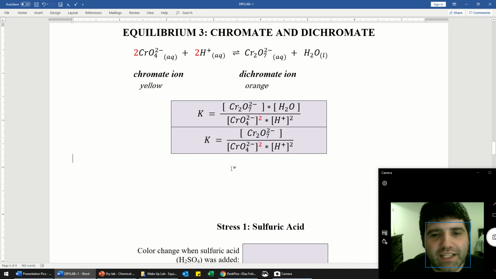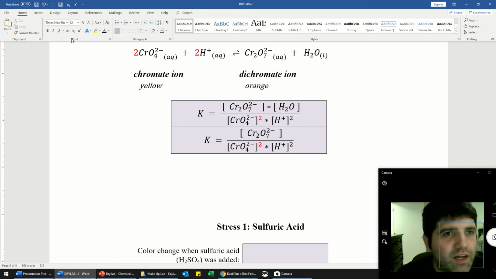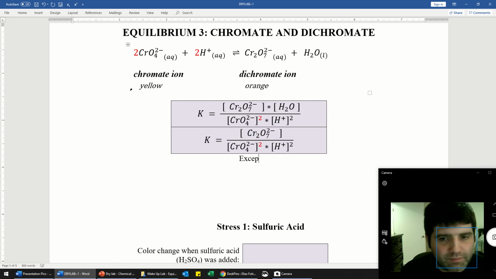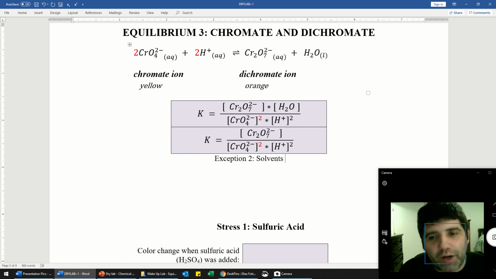So the second exception to equilibrium constant expressions is solvents. Most of the time it's going to be water, so usually if you see water, that's something that can be excluded. All right, so now we're going to talk about stressing it.